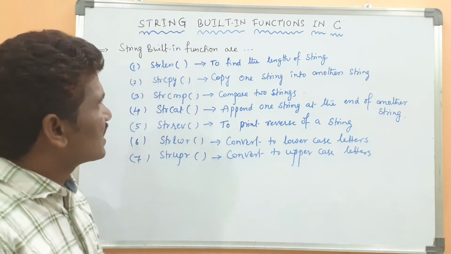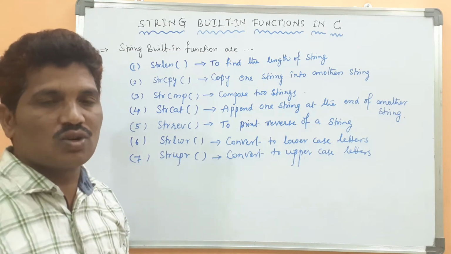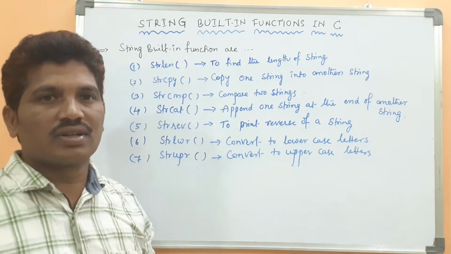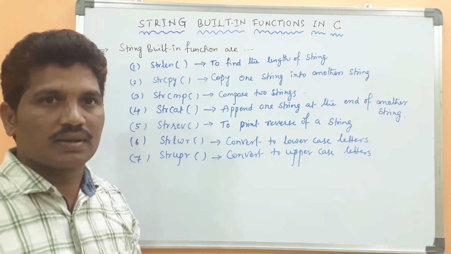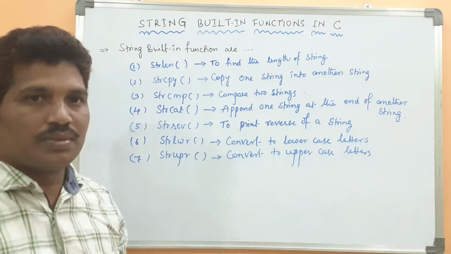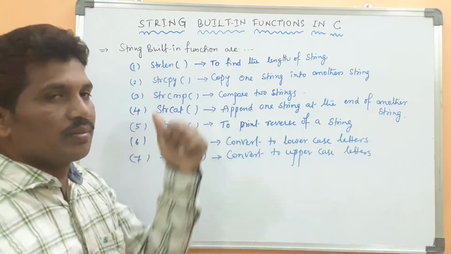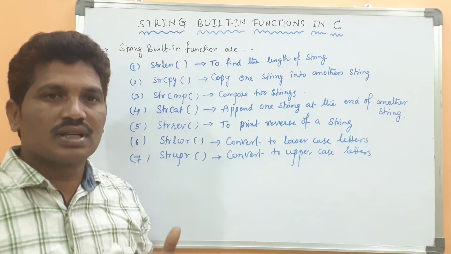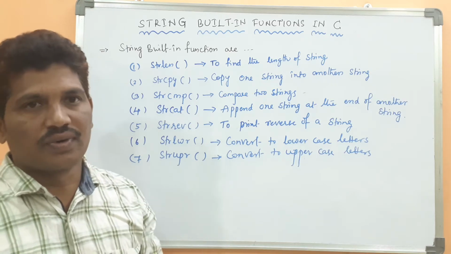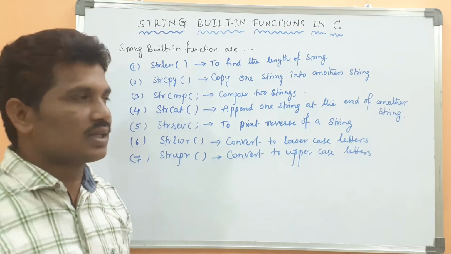First one is called strlen. It is called string length. If we do not use the function, it is difficult to write the program to find the length of the string. That's why the string length function can be used to find the length of the string. Then the second one is string copy, which is used to copy one string into another string. We don't write the code for it. By using the built-in function, we copy from one string to another string.